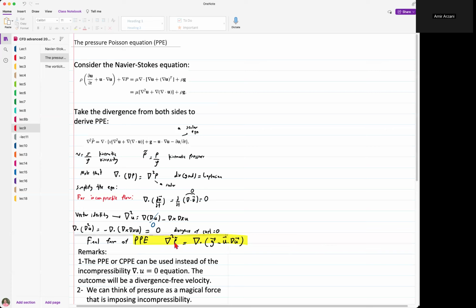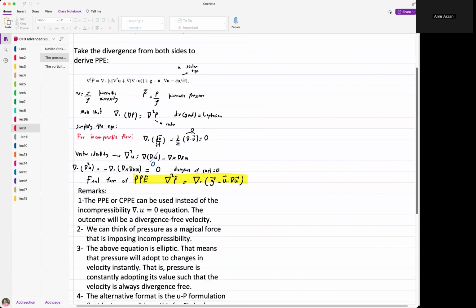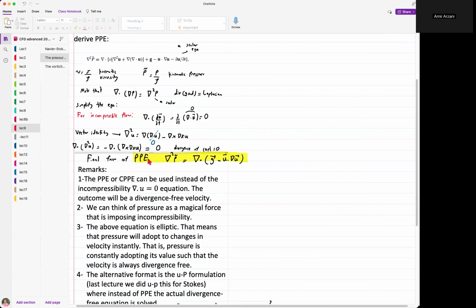We have the Laplacian of P tilde, which is just pressure divided by density, equals the divergence of your gravity vector minus your convective acceleration u dot grad u. So if you know your velocity, this becomes a source term, and you can solve for pressure using this pressure Poisson equation, which you will see where this becomes used later in the course. So you can use this equation.